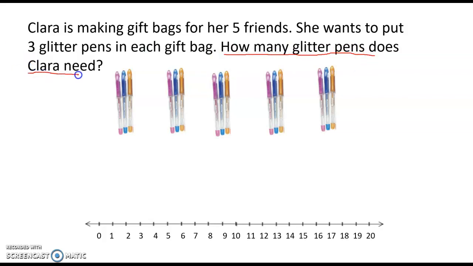What information will help me solve this problem? We know that there are 5 friends, and she wants to put 3 glitter pens in each bag. So we're making groups of 3. If I were to draw a picture, I would draw 5 groups with 3 pens in each group.